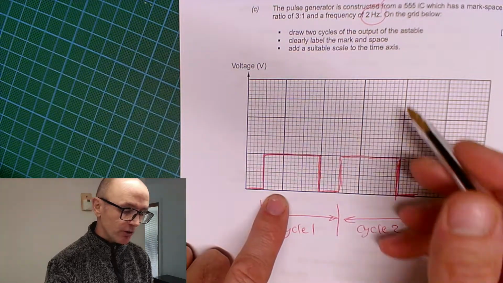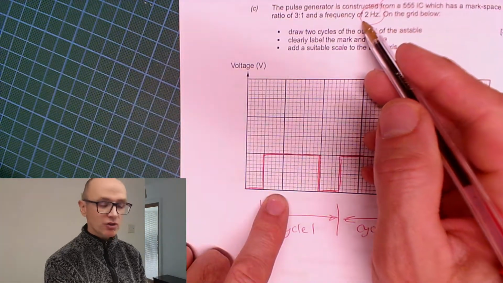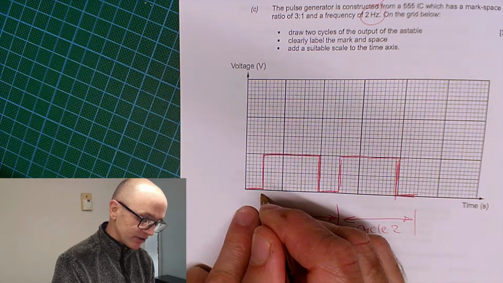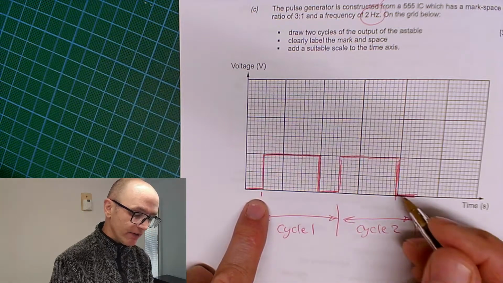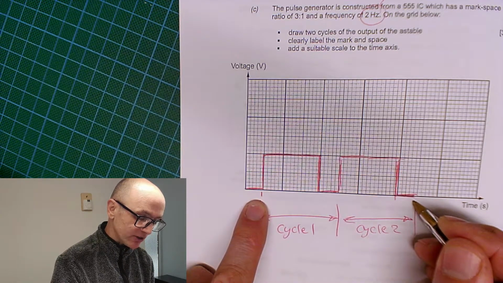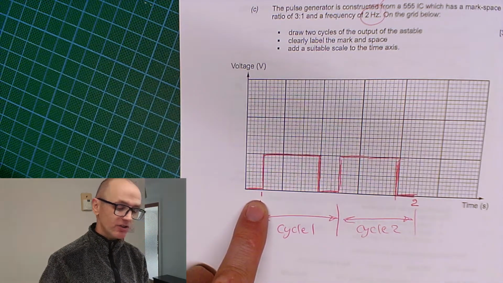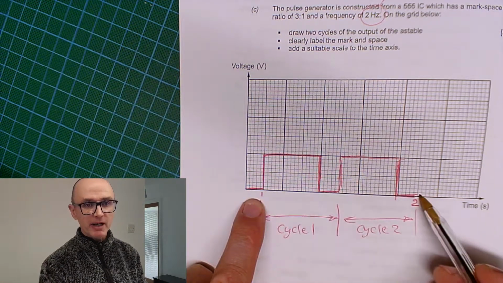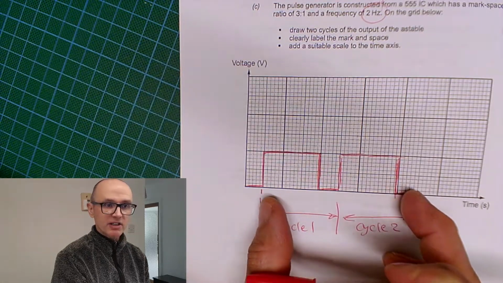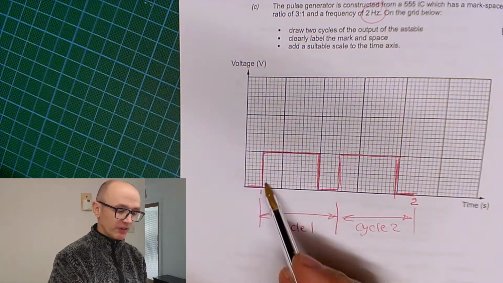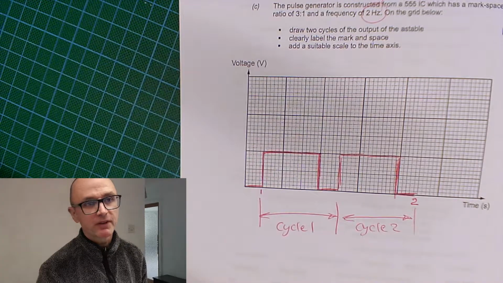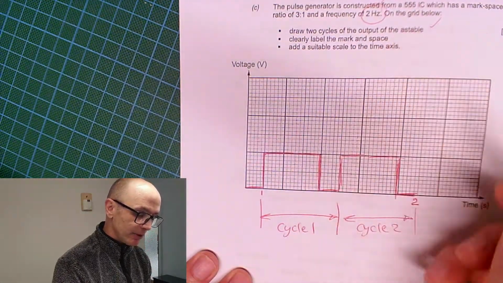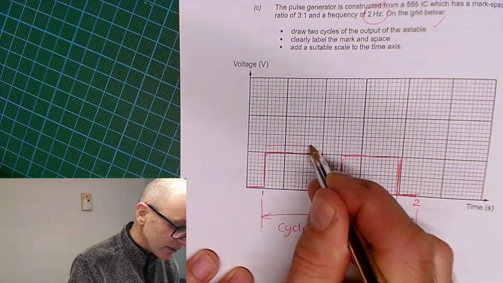Right. So that's 2 hertz, 2 cycles per second. So let's imagine that is like second 1. Then by the time we get to the end of the second cycle, that's going to be at second 2. I mean, it doesn't matter. That could be 100 seconds, and then that could be 101 seconds, so long as the time difference between those two is 1 second. That's not a problem. Draw 2 cycles. I've done it. Clearly label the mark and space. Haven't done that yet. So let's annotate that.